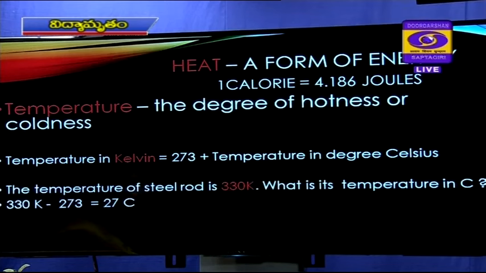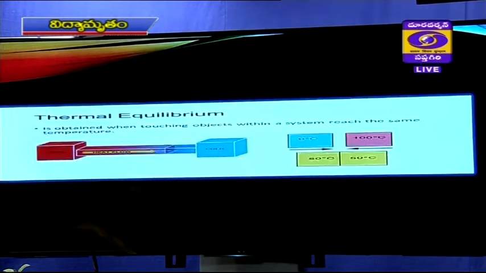Let us take an example. If the temperature of the steel rod is 330 Kelvin, what is its temperature in degree centigrade? That means we have to subtract 330 minus 273, we shall get 27 degrees centigrade.